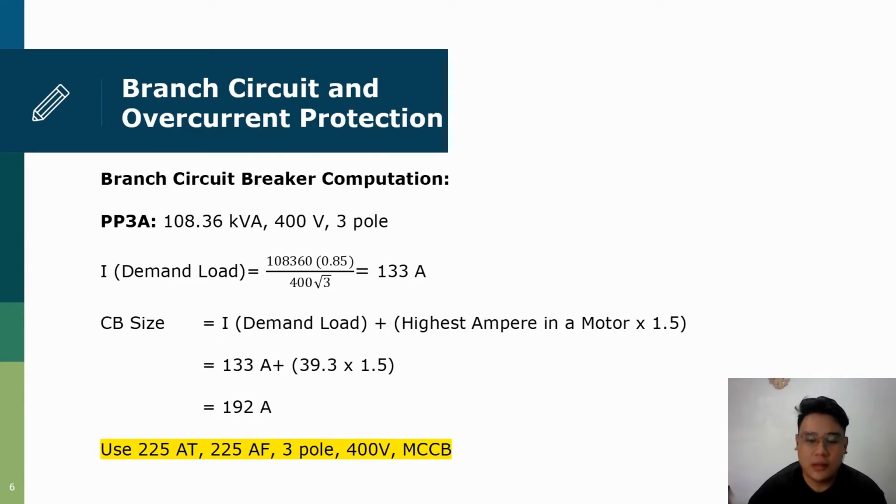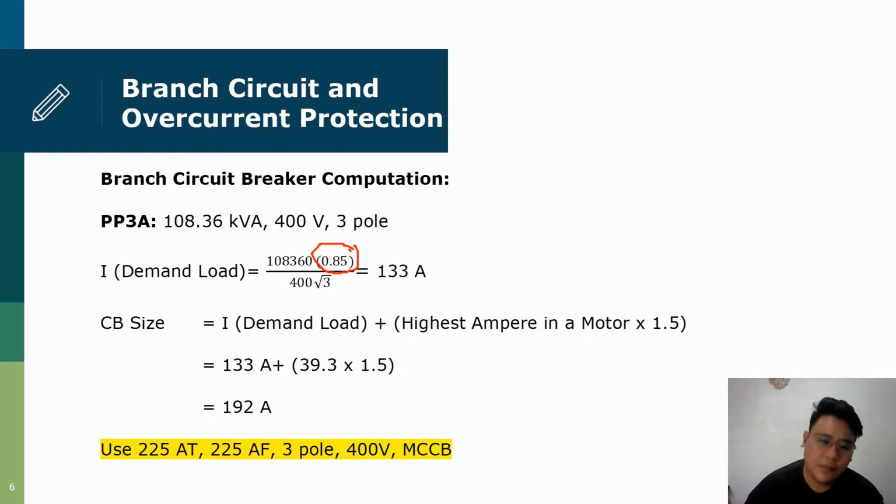So, kita naman natin doon, 108.36 kVA, 400 volts, 3 poles. Pagkuha naman ng current demand load is equals to 108,360 multiply by 0.85 divide by 400 square root of 3. Ang 0.85 yan ang demand factor. And bakit may square root of 3 palagi? Kasi 3-phase. So, makakuha tayo dito ng 133 amperes.